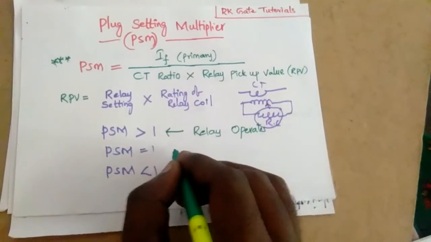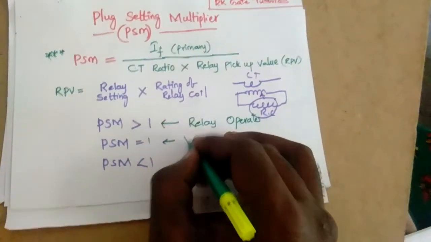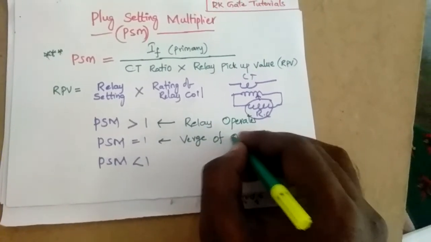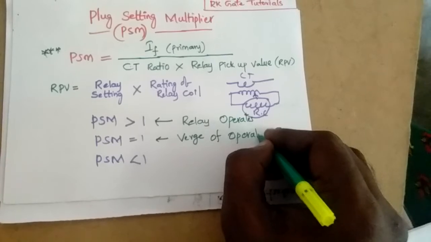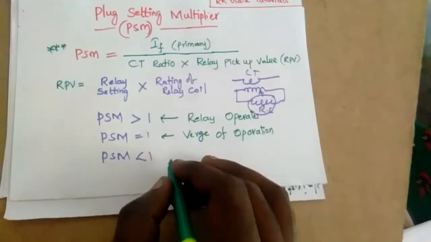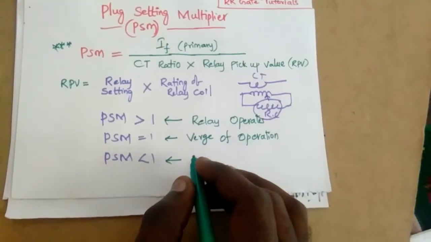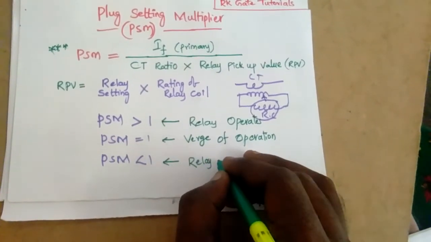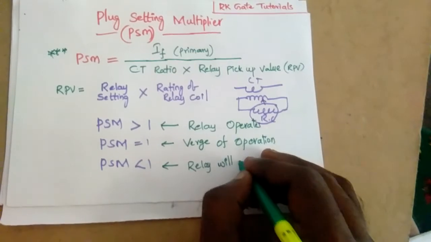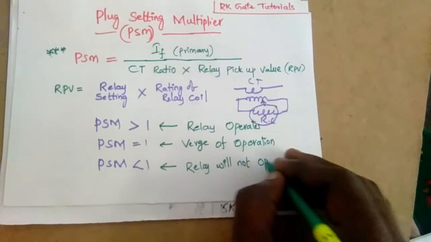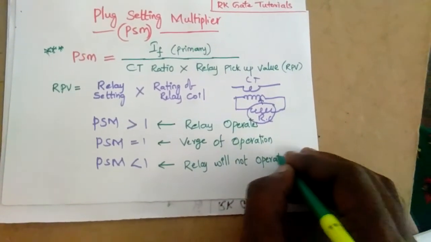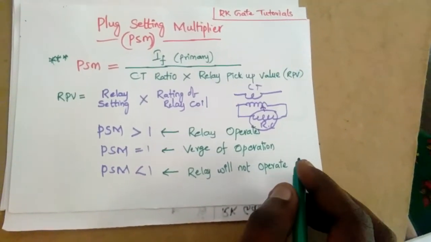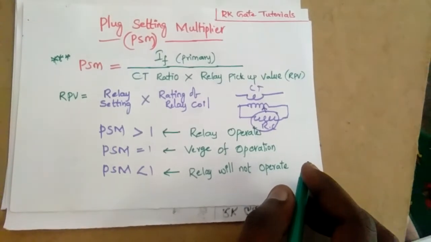If it is equal to 1, then you can say this is the verge of operation, the boundary condition. And if it is less than 1, the relay will not operate. So by calculating the plug setting multiplier, we can say whether the relay is operating or not.